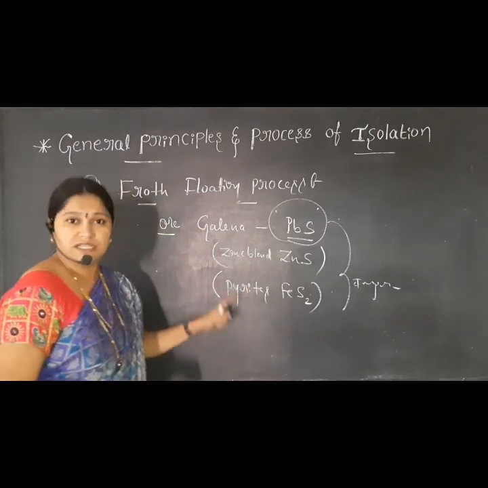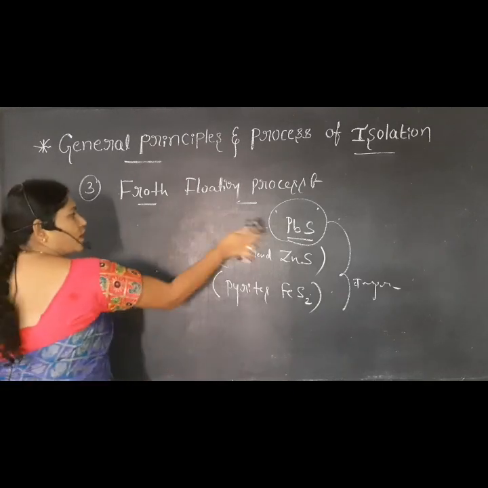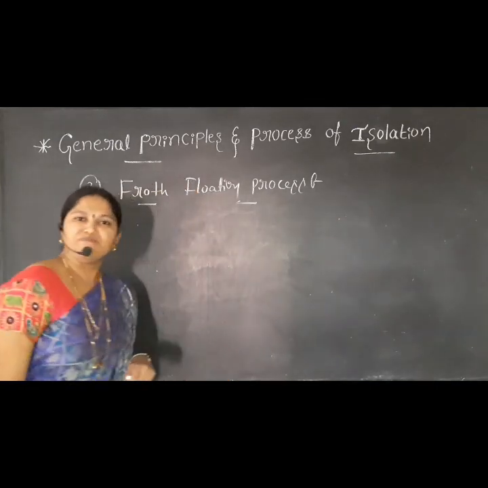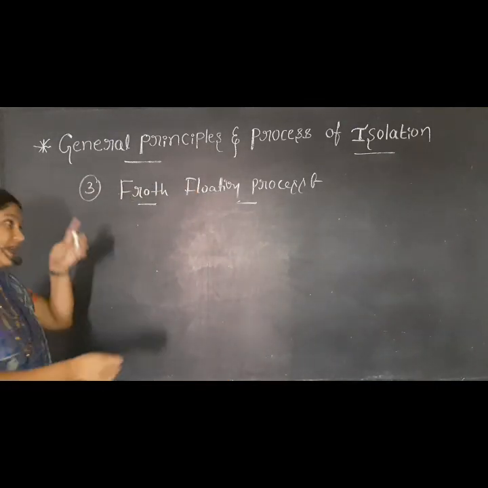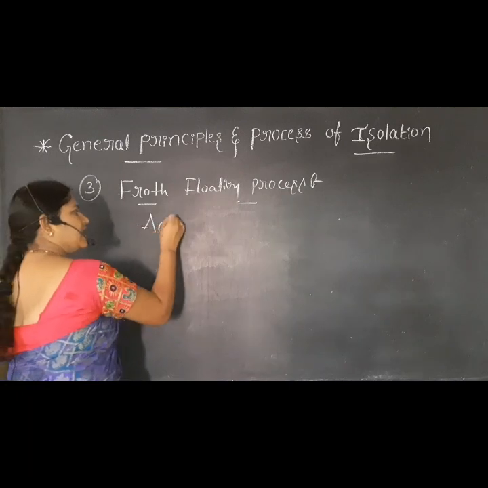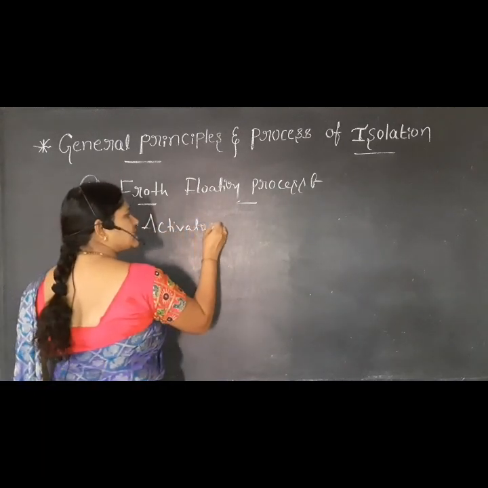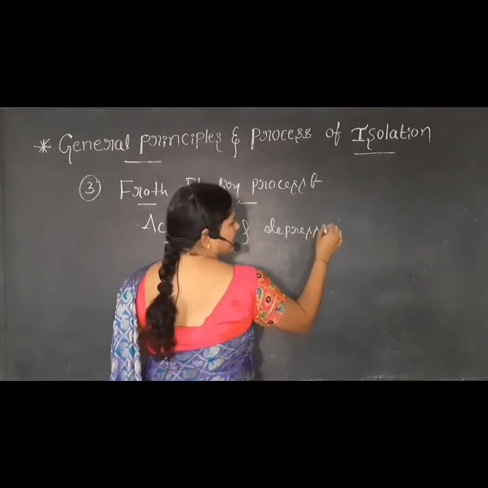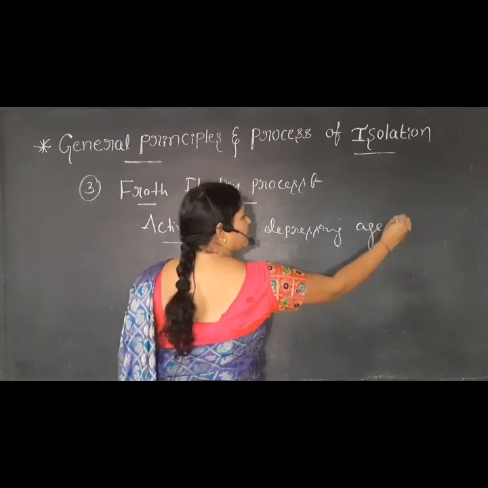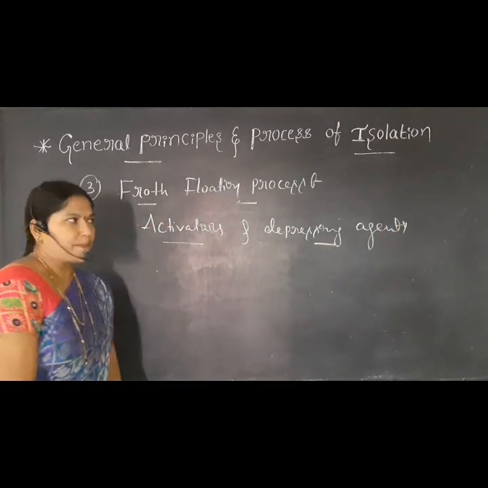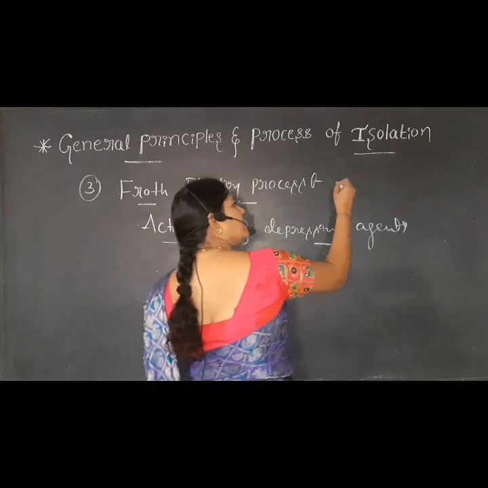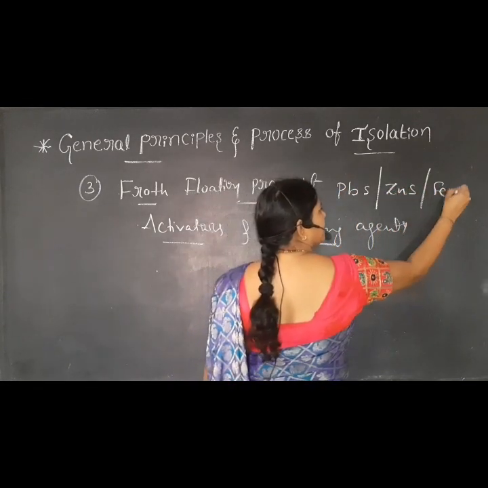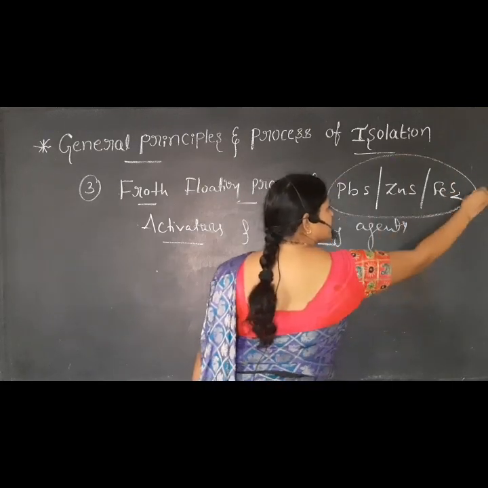Again, to separate such kinds, we have to go for two important agents called activating agents and depressing agents. Depressant agents and activators. We need the help of these two in order to separate what we have. An example now: we have PbS which is connected with ZnS and FeS2. We have a mixture of these three.